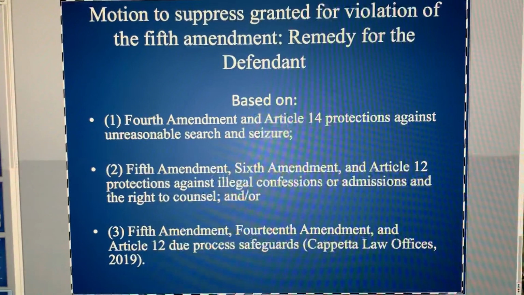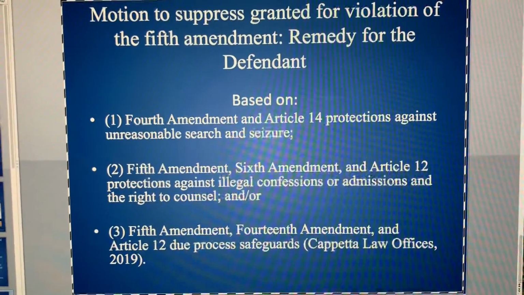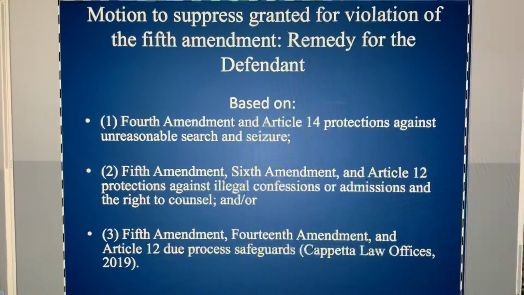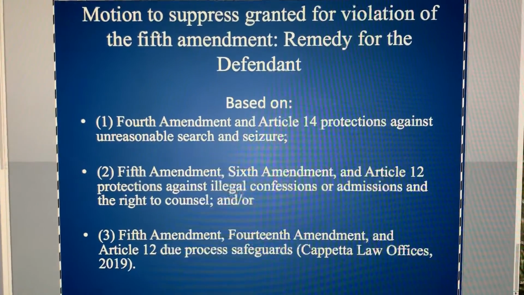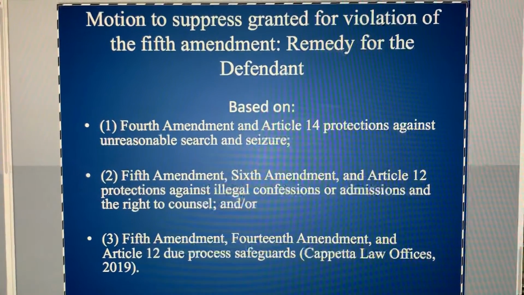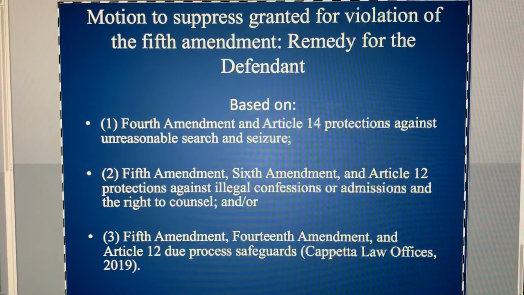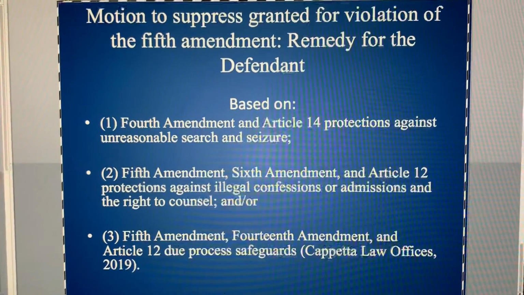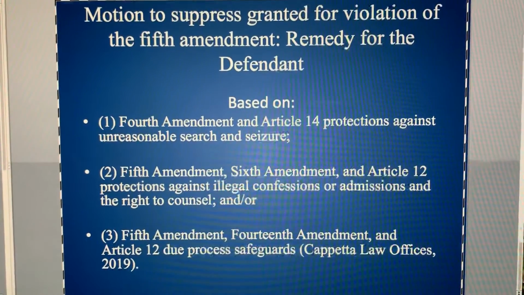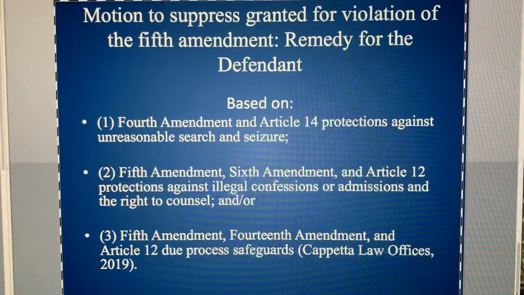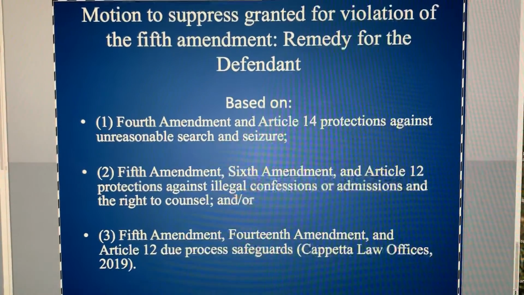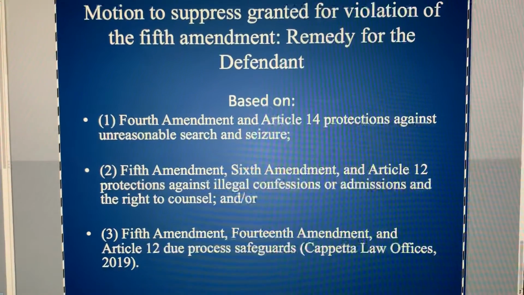Motion to suppress granted for a violation of the Fifth Amendment. Remedy for the defendant. The process of a motion to suppress is started by the defense attorney, who files a motion with the court asserting the legal grounds on which the evidence should be excluded. Depending on the type of motion to suppress, the court may hold an evidentiary hearing where witnesses testify and are questioned by both the prosecution and the defense. Attorneys for both sides then have an opportunity to present legal arguments about whether the evidence should be excluded.